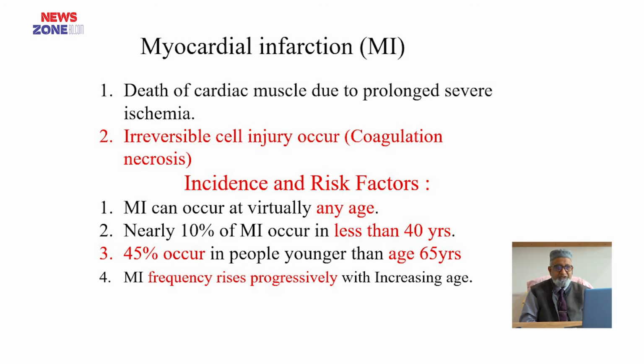So, death of myocardium, the myocardial muscles, due to prolonged severe ischemia, and here it occurs the irreversible cell injury. What type of injury? It occurs as necrosis. What type of necrosis? It is a coagulation necrosis. You already know necrosis has two basic types. One is coagulation necrosis, another is liquefactive necrosis.